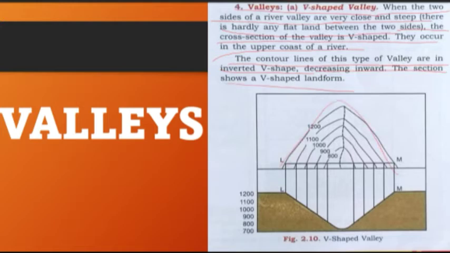You can see it is an inverted V shape. It is not like this, it is like this. So the V is inverted, and like that a V-shaped valley is shown. This is a contour, and they occur in the upper course of a river.